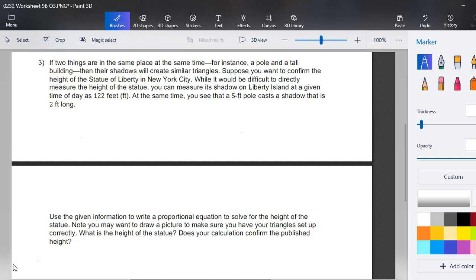So the same thing for question 3. If you haven't already tried it, I need you to go ahead and hit pause, go try it, and then come back and we'll work it together.